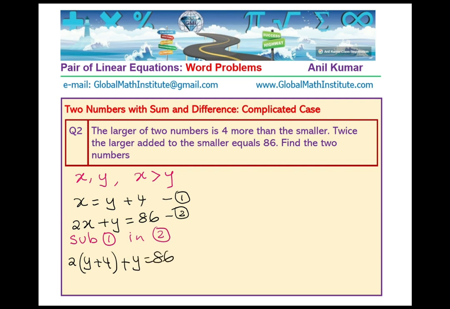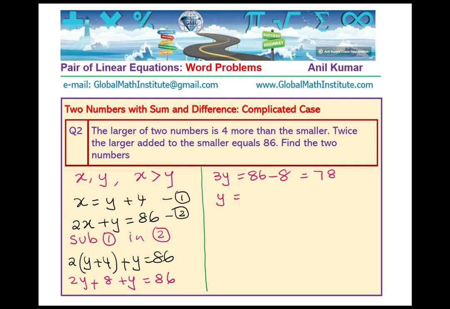Makes sense? So this time we are going to use the substitution strategy to solve our equation. Correct? Great. So apply the distributive property. 2 times y plus 2 times 4 is 8, plus y equals 86. And 2y plus y is 3y, right? So 3y equals 86, take 8 to the other side. Correct? So we got 3y equals 86 minus 8, and that leaves us with 78.